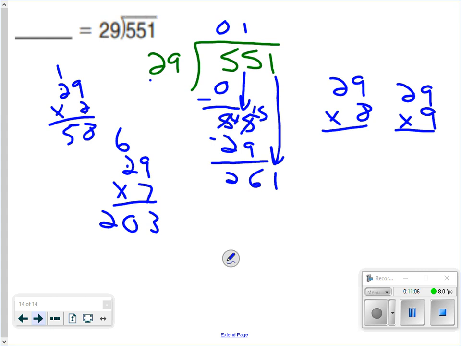I like you being able to watch me have this thought process. You can kind of see how your thought process should probably be. 9 times 9 is 81. 2 times 9 is 18, plus 8 is 26. That's the number we're trying to get to. Put a 9 here. 261. Subtract 0. Done. 19 is your answer.